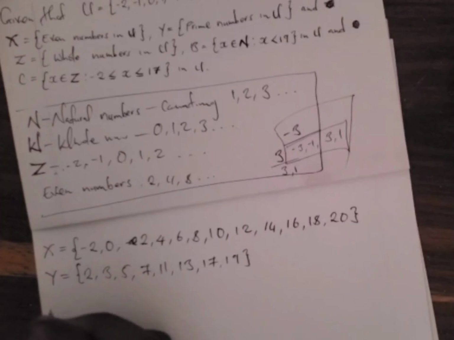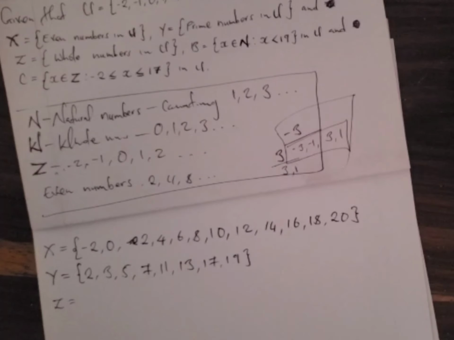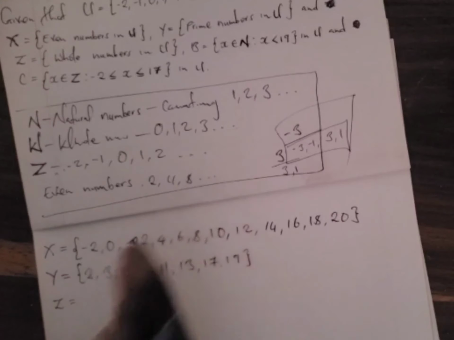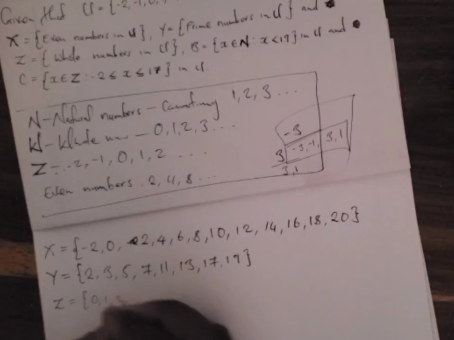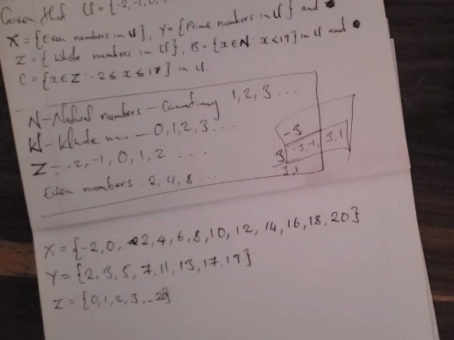So we move on. We go to Z. They're saying Z is a set of whole numbers. And we said whole numbers are natural numbers including 0. So we're simply going to start from 0, 1, 2, 3, and going on up to 20.